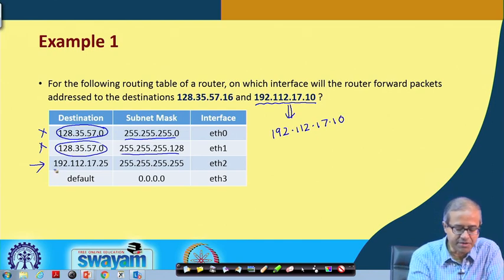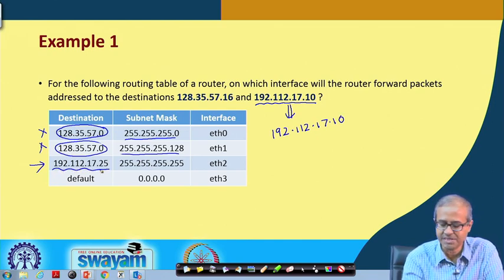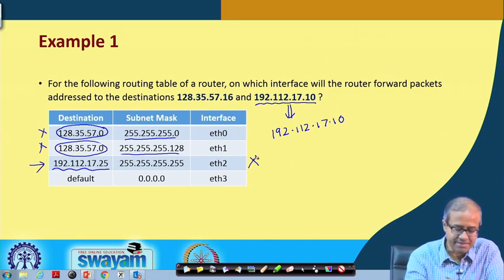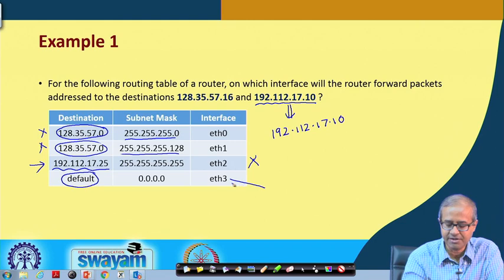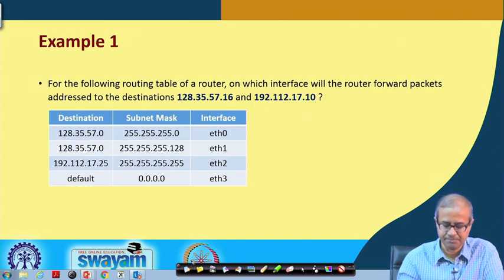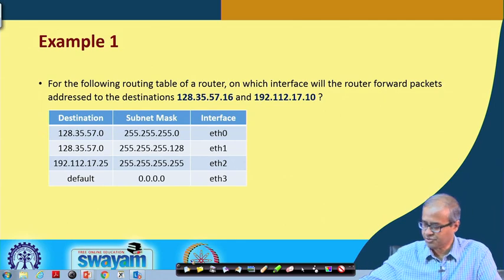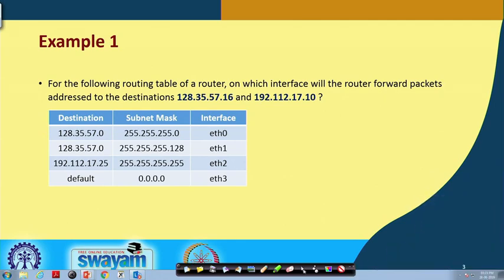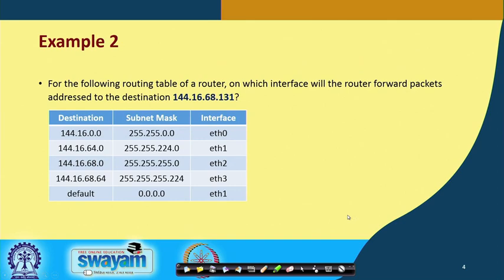So, now if you compare it with this destination address, it is not matching, here this 25, here this 10. So, here also there is no match. So, in that case you will have to take the default route, and this packet will be forwarded to ETH3. This is how this packet forwarding will take place, right. Okay. So, let us move on to the next example. This is a very similar example.